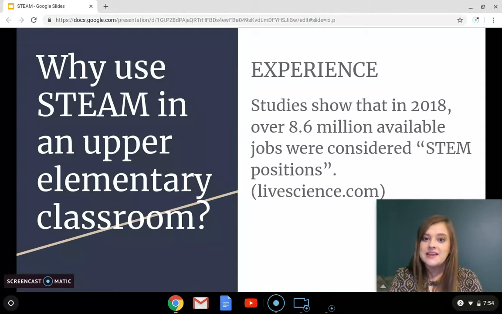Studies show that in 2018, over 8.6 million available jobs were considered STEM positions. So what this means is if students go to college and major in what's known as a STEM field, then they are much more likely to get those jobs. And that's a lot of jobs that are needing STEM people. It's because our world is just so technologically advanced. There's so much more in our world that we need to know about than when we were growing up, and the jobs are different now because of that.